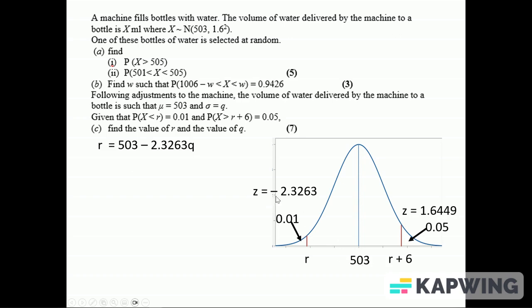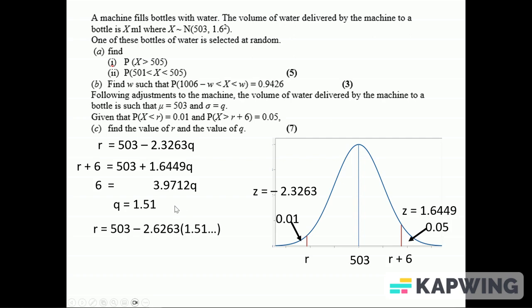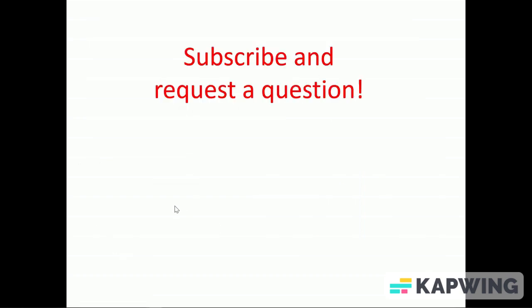So I can write two equations. That R is the mean minus 2.3263 standard deviations, or 2.3263 times Q. The other one is the mean plus 1.6449 standard deviations. When I do the bottom one, take away the top one, I get 6 is 3.97 times Q. Do the division to get Q, and then I can stick the Q into the first equation and get the R.